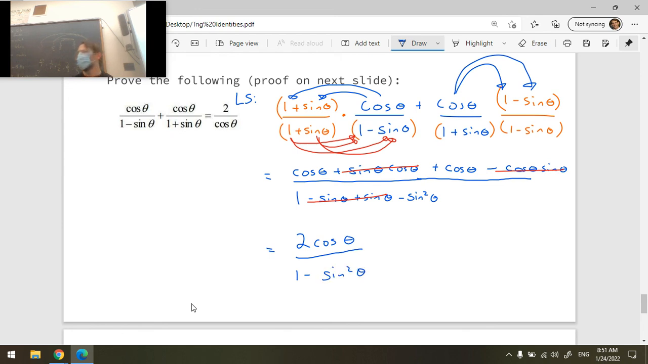But I already know something about 1 minus sine squared theta. If I know that sine squared theta plus cosine squared theta is equal to 1, then I can subtract sine squared theta from both sides to get cosine squared theta is equal to 1 minus sine squared theta. Okay, that is what I have down here. So it's equal to cosine squared theta. So let's write it that way.